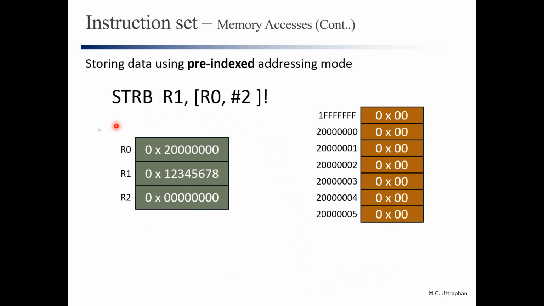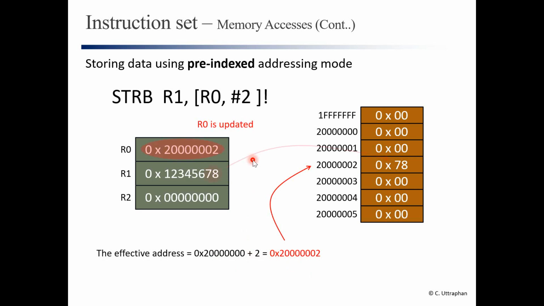This example illustrates how the pre-indexed addressing mode is executed in the microprocessor. First, the value in R0 is updated with the effective address, which is hex 20 million plus 2. Then the byte value from R1 is moved to address hex 20 million 2.